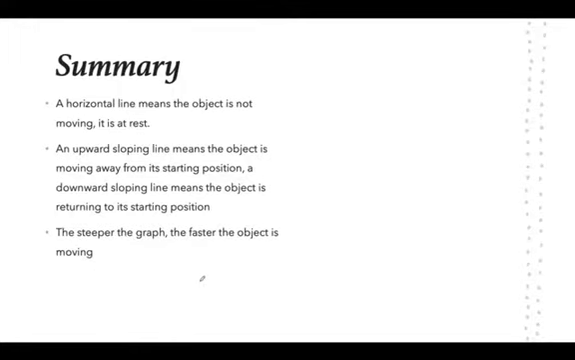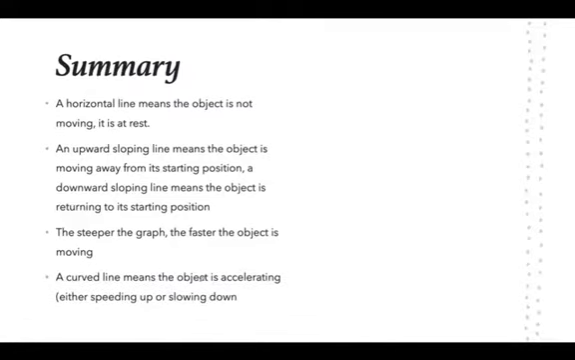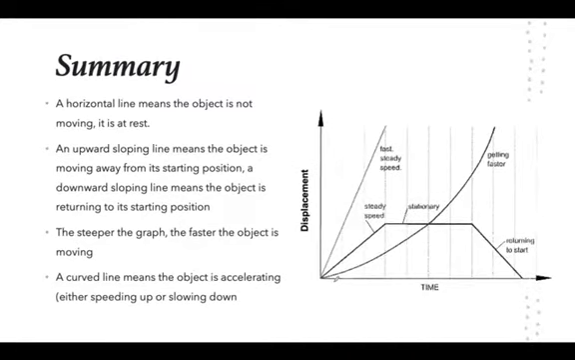We learned that the steeper the graph, the higher the slope, the greater the velocity. And that a curved line means that the object is accelerating, either speeding up or slowing down, depending whether you have a curve like this for speeding up or a curve like this for slowing down. So let's look at this in a single graph.